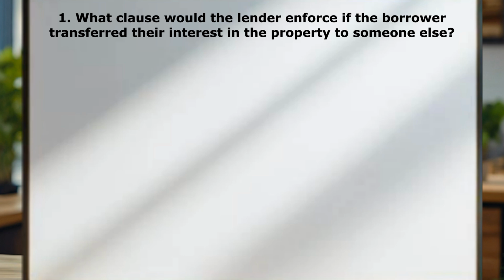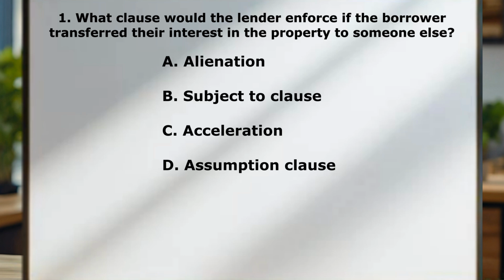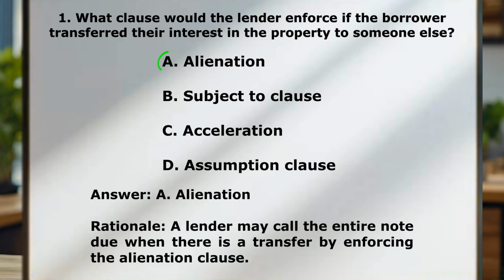Question number 1. What clause would the lender enforce if the borrower transferred their interest in the property to someone else? A. Alienation. B. Subject to clause. C. Acceleration. D. Assumption clause. The answer is A. Alienation. So a lender can call the entire note due when there's a transfer by enforcing the alienation clause.